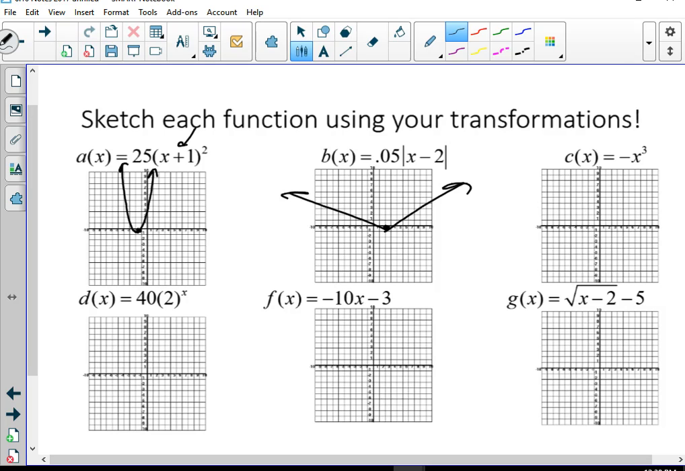Now on this one, it's kind of funky to think what happens, but let's think about what the parent one is. The parent one looks like this. So the negative is going to do what to it? Right. So it's going to actually go up from this side, come through and go up that way. So instead of starting lower left and curving up right, it's going to start lower right and curve up left.